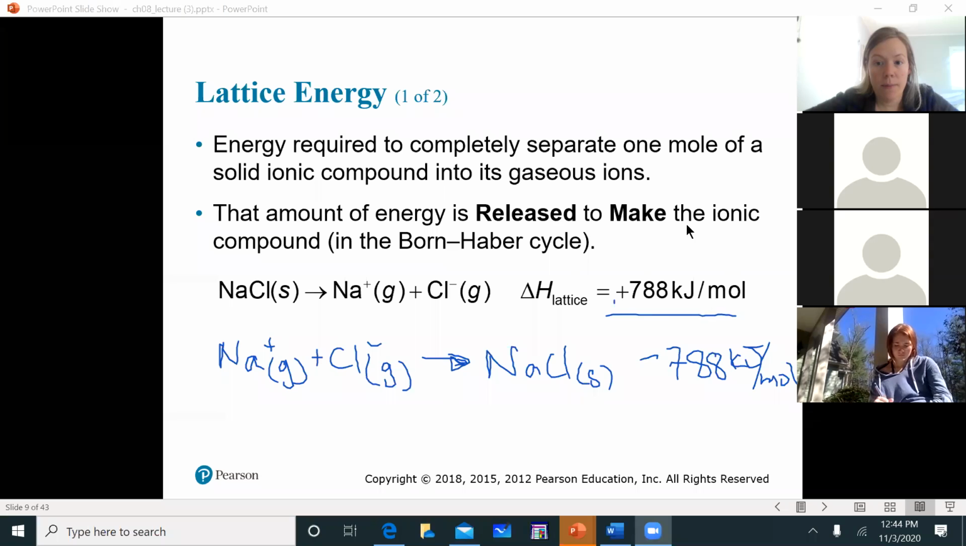And so when you were talking about this lattice energy, you can think of it as the amount of energy it takes to break up 1 mole of salt into its individual ions.